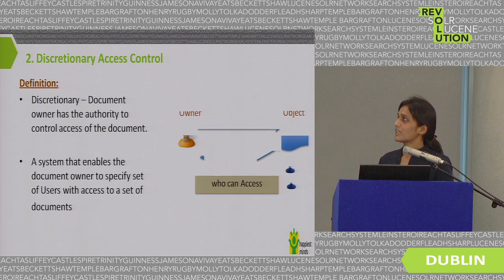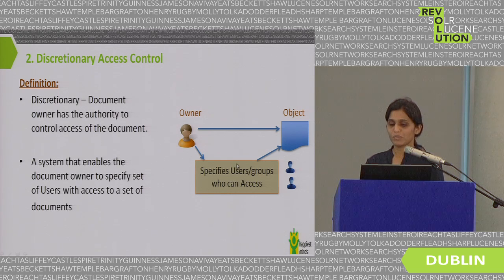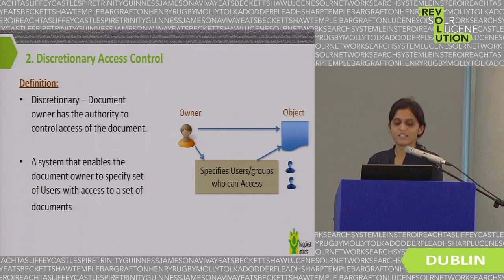Okay, we'll go to the next type of access control model. This is a little complex model, the discretionary access control model. In this, every document owner is given the authority to set the permissions. In the pictorial representation, he is a document owner who sets the list of users who can access this object. So every document that comes into the system has its own access control list. We call this discretionary because the user has control to set the access of the document.